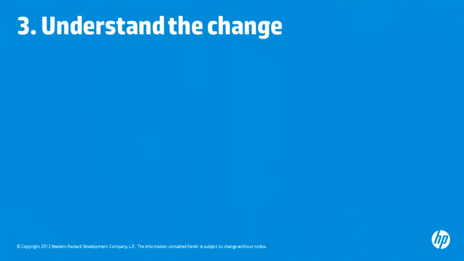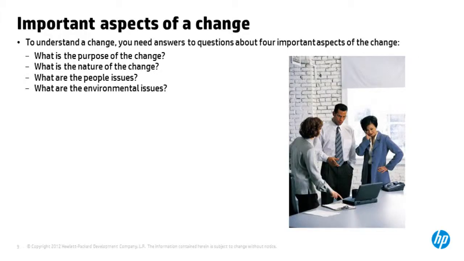Now we're going to look at understanding the change. There are four major aspects of the change that are important to understand. Why is the change taking place? What is its purpose? The nature of the change and what type of change event is it? Who is involved directly or indirectly in the change? What are the people issues, in other words? And what are the characteristics of the environment in which the change is taking place? For each of these aspects, you need to clarify the needs and challenges.